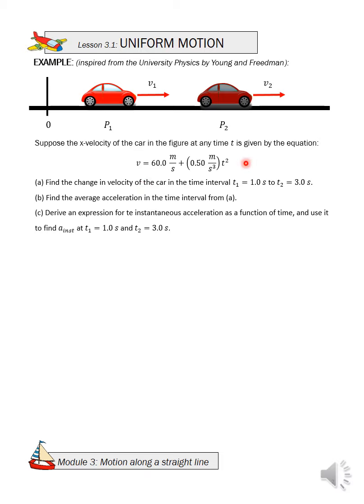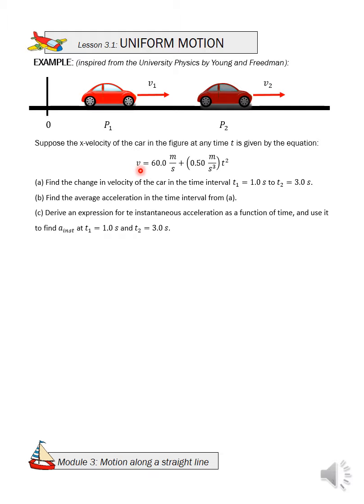How can it tell us of the velocity? If we look at it here, we see that there is only one variable. M per s is a unit, m per s cubed is a unit. There's only one variable, which is t squared. So what we do is use this equation to get the velocity of your car at any time.